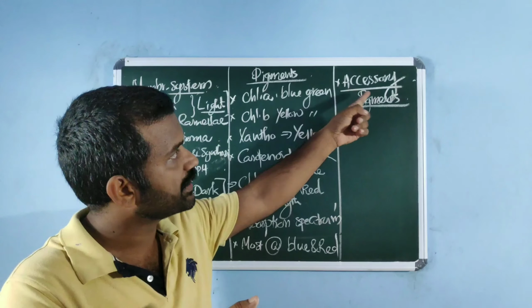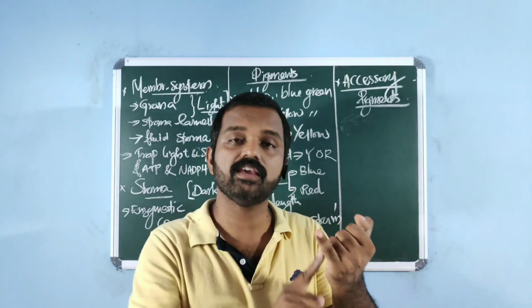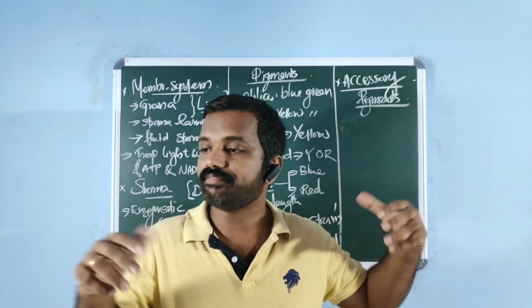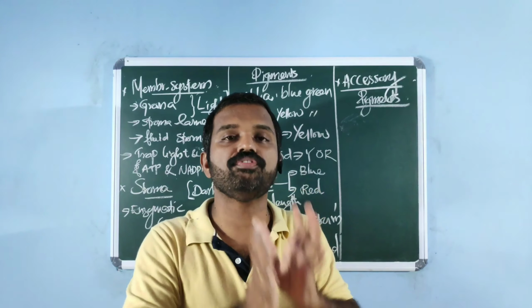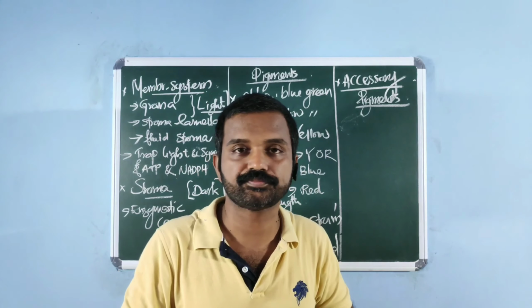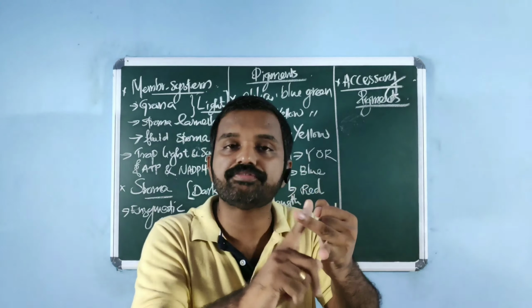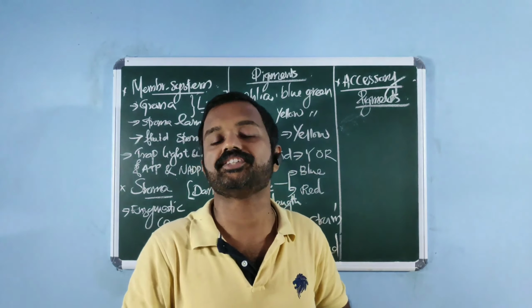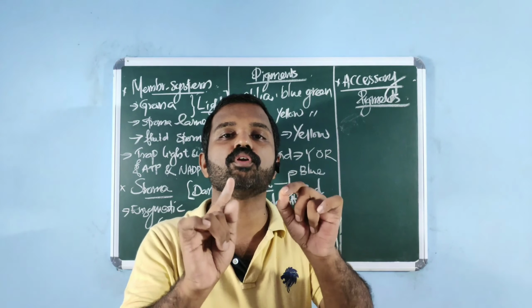Then other pigments, like accessory pigments. Accessory pigments means chlorophyll B, carotenoids, xanthophyll. They absorb light of other, different wavelengths and transfer it to chlorophyll A, which is the reaction center. That is one of the functions of accessory pigments. The other function is that they protect chlorophyll A from photooxidation, that is, light-induced oxidation of chlorophyll.